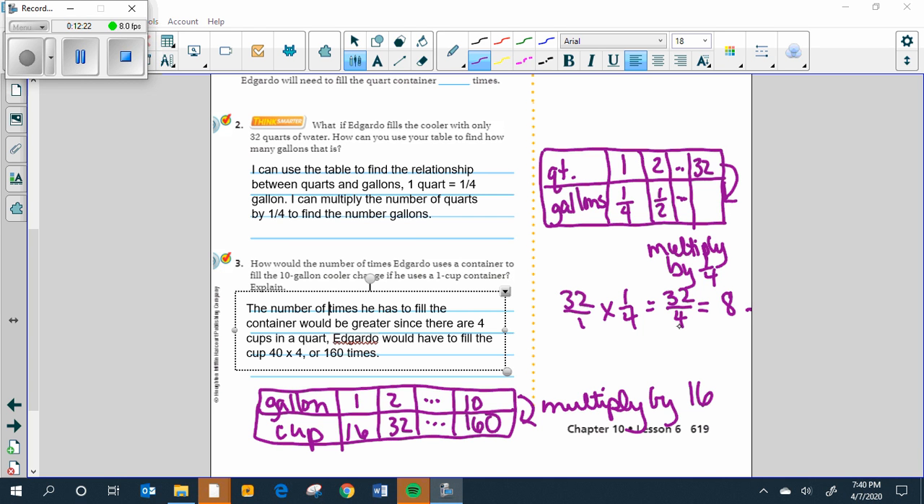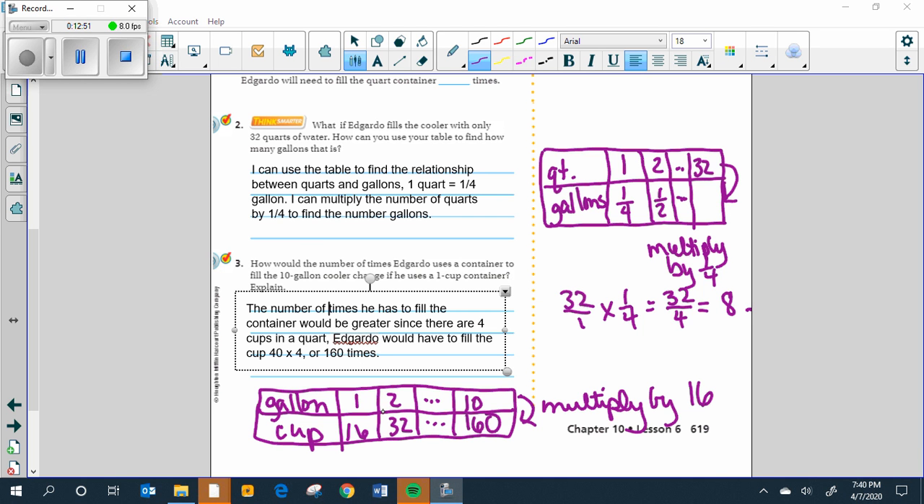And number 3, how would the number of times Edgardo uses a container to fill the 10-gallon cooler change if he used a 1 cup container? Well, the number of times he has to fill the container would be greater since there are 4 cups in 1 quart. So if I'm thinking about converting from quarts to gallons, in 10 gallons there are 40 quarts, and in each of those quarts then there are 4 cups. That would be 160 times.